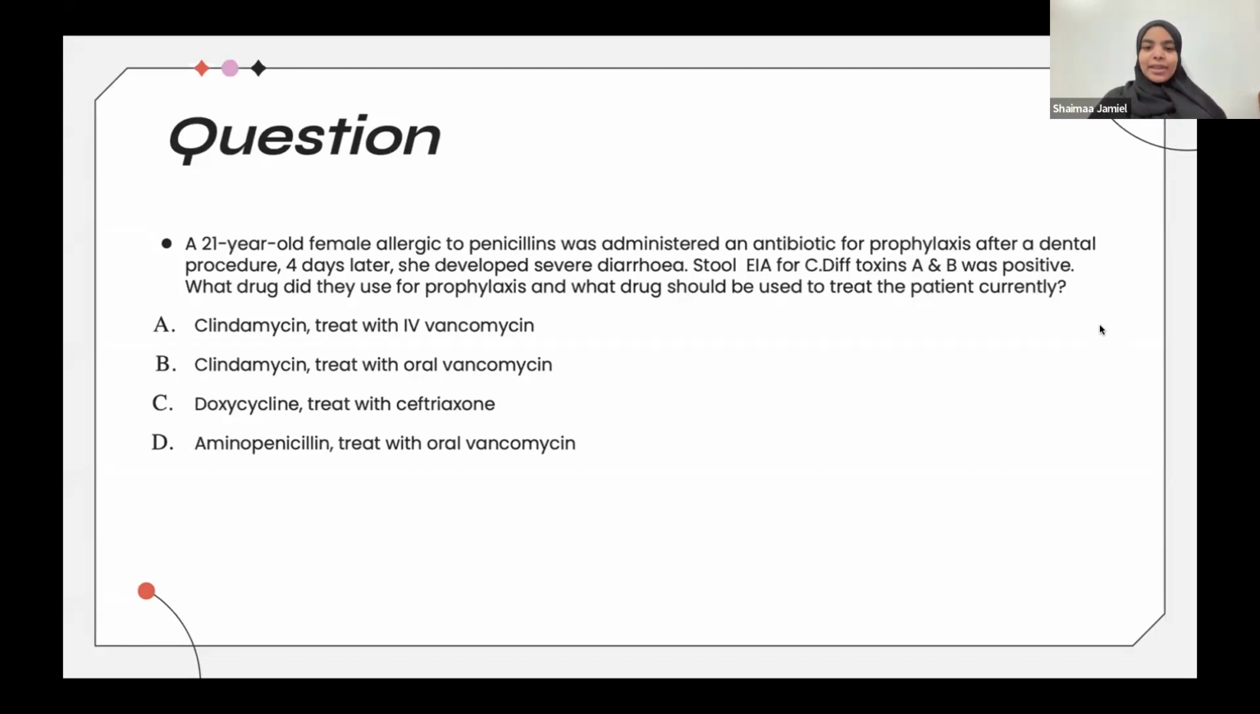Okay. Yeah. So basically, this person took clindamycin for prophylaxis, and then ended up getting the C. difficile infection. And for this infection, you can use vancomycin, but orally, because although vancomycin is usually not absorbed by the gut, in this situation, you want it to work in the gut, and therefore you give it orally and not IV. In other situations, you're going to give it IV. Okay, perfect.